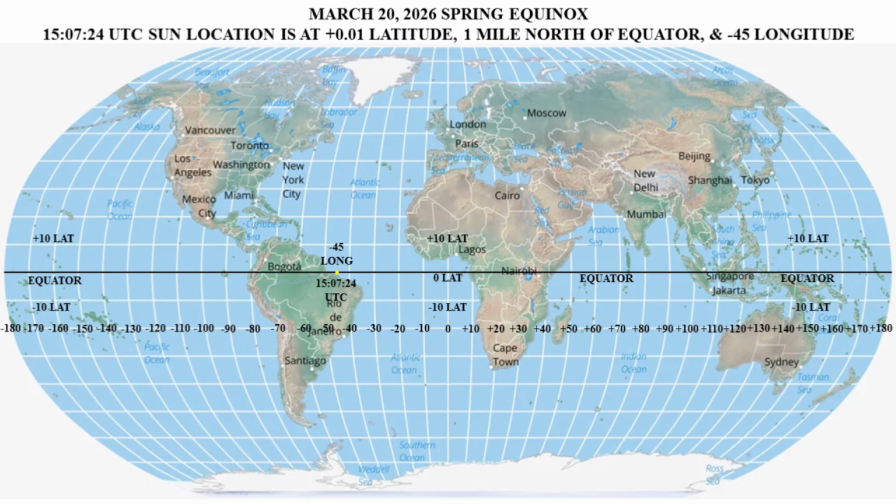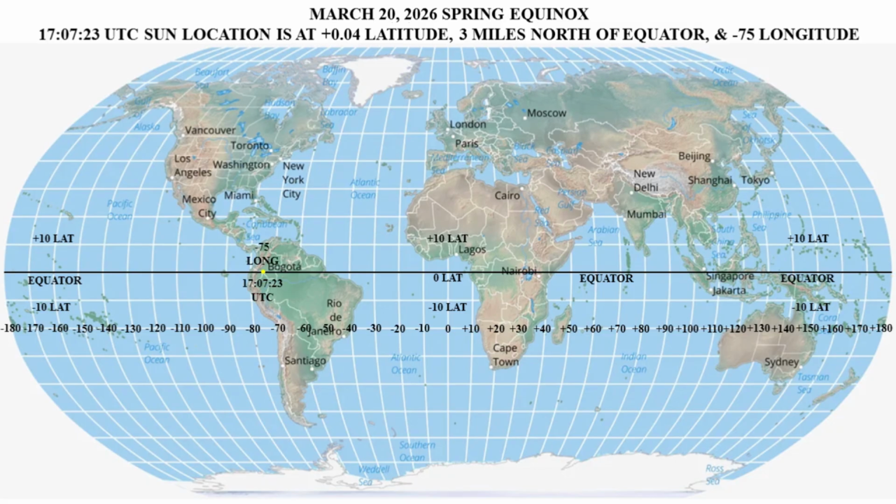15:07:24 UTC, sun location is at plus 0.01 latitude, 1 mile north of the equator, and is at minus 45 longitude degrees. 16:07:23 UTC, sun location is at plus 0.02 latitude, 1 mile north of the equator, and is at minus 60 longitude degrees. 17:07:23 UTC, sun location is at plus 0.04 latitude, 3 miles north of the equator, and at minus 75 longitude degrees.